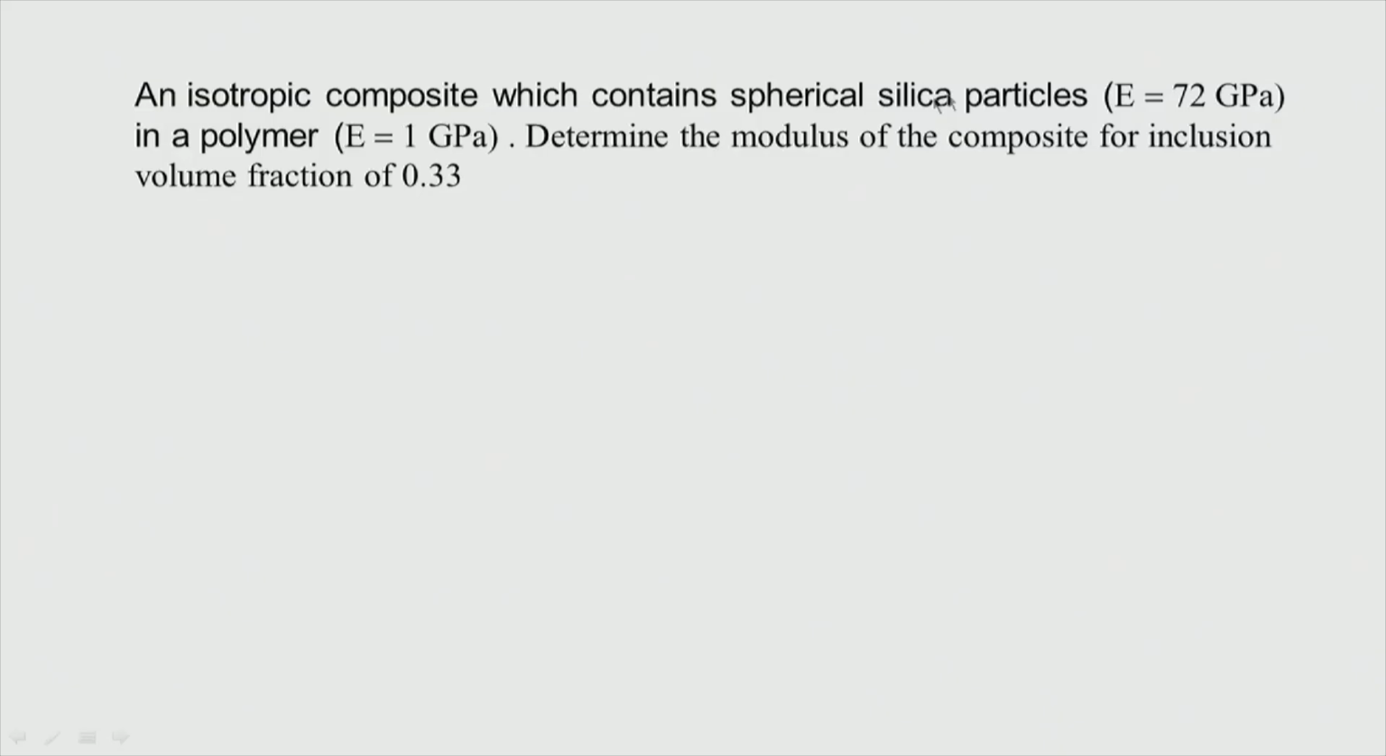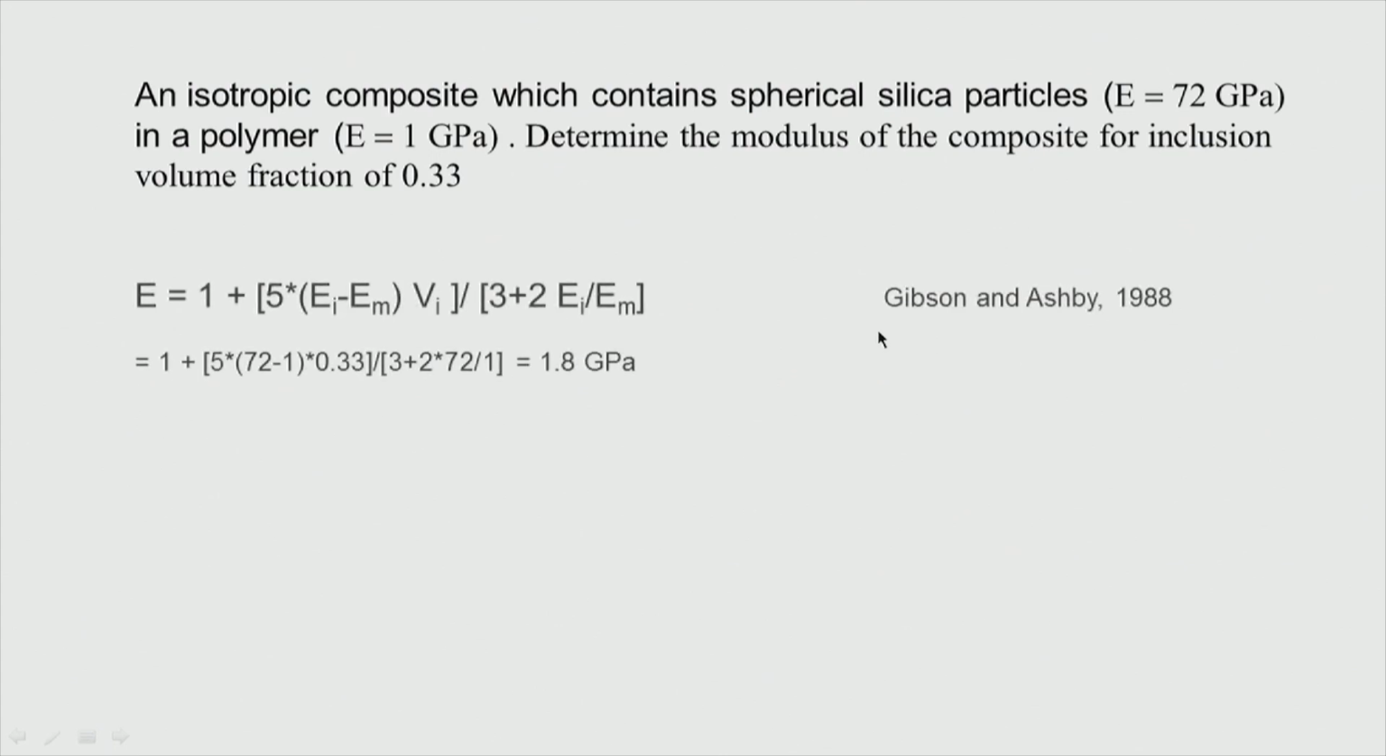Okay. An isotropic composite which contains spherical silica particles, the modulus is 72 gigapascal, in a polymer which is 1 gigapascal. Now, I am adding this 33% by volume of this into the polymer. What is the modulus of the composite? Okay. So, there are some equations available in literature. One equation is this, Gibson and Ashby, especially for dilute material, spherical material, if you add and achieve an isotropic composite, this is the equation that is given.